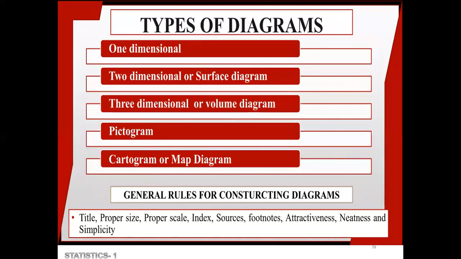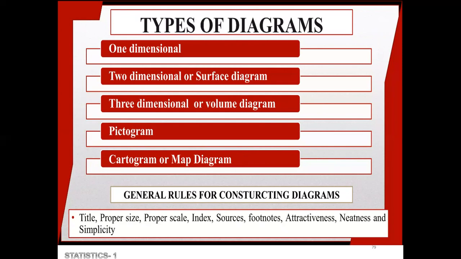Now, whenever you are drawing a diagram, you have to follow certain general rules. So what are those rules? Any diagram should have a proper title. The size of the diagram should be proper. That means it should not be very big or very small. And the proper scale has to be used. That means when you're drawing a diagram, you'll be using the x-axis and y-axis, so the scaling has to be done properly. Indexing is very much required.